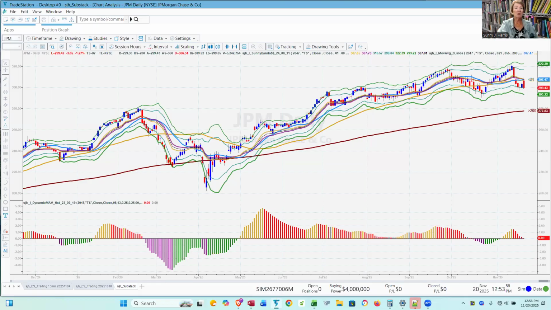Let's see, does anybody else have anything else? Okay. Let me look at my holdings chart and see what else I have in there that's interesting. Come on. All right.